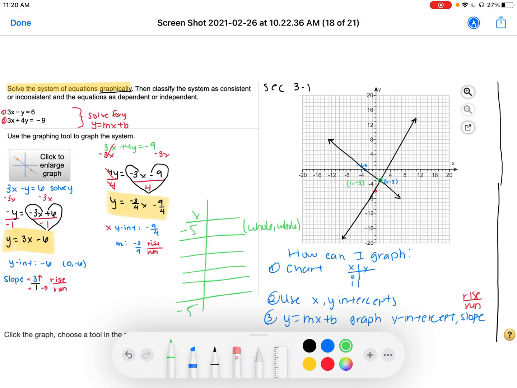Okay, I hope that helps you graph lines where your y-intercept is not a whole number, so that you can graph it onto your MyMathLab grid.